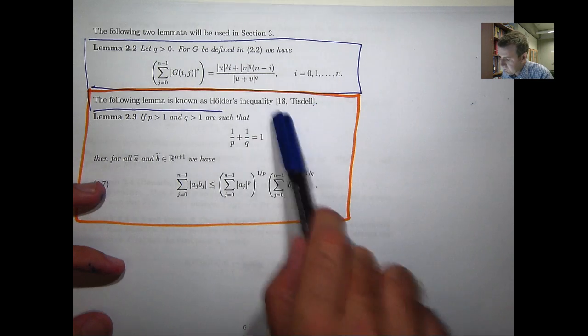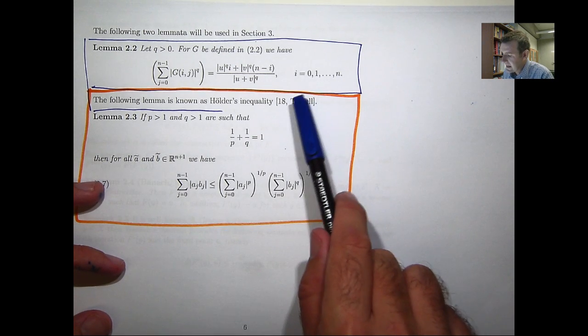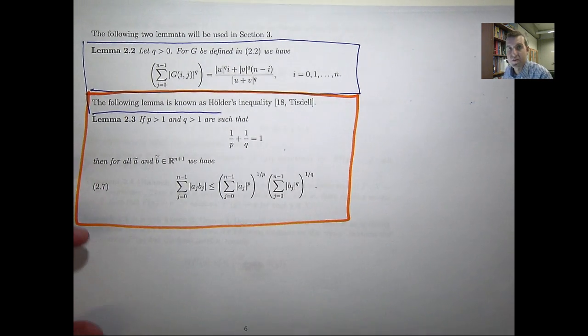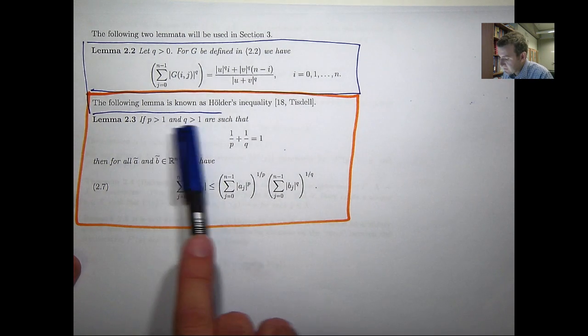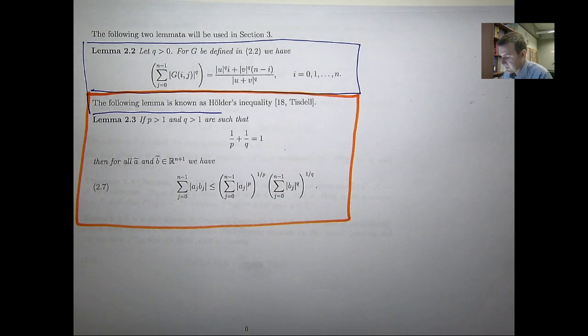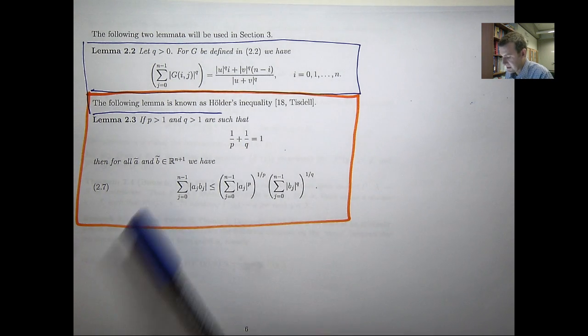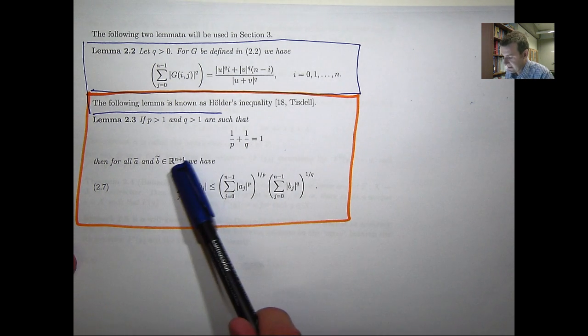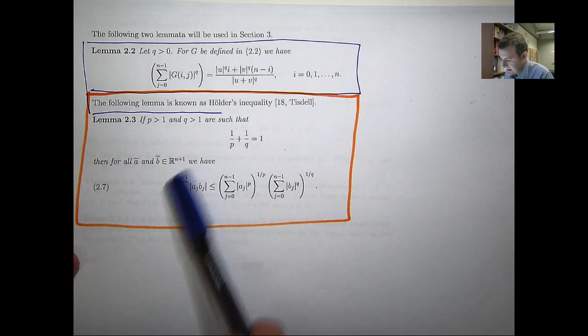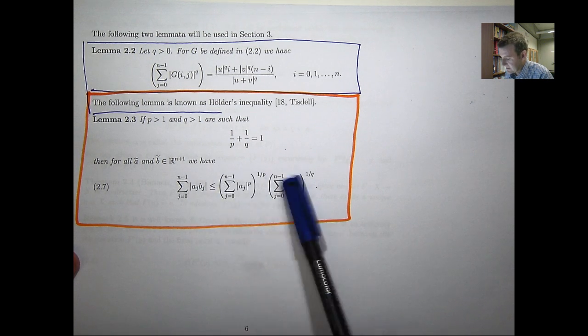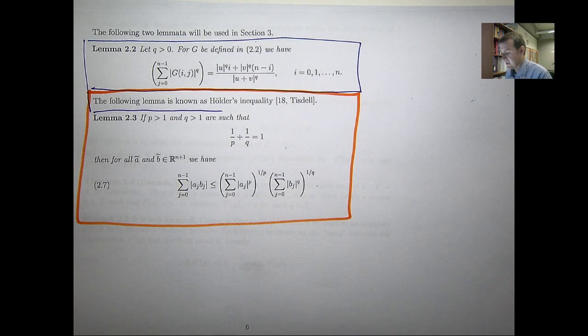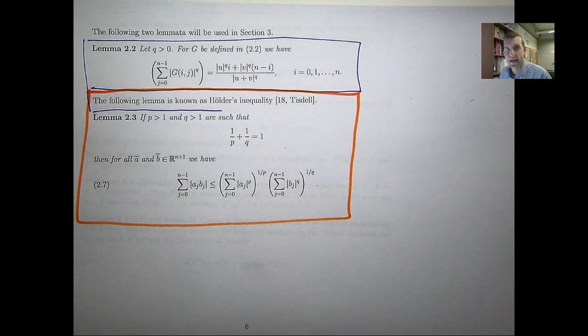Now, if you want to see a proof of this, you can have a look at my YouTube video on that, which is in the references at the end. So suppose p and q are both strictly greater than 1 and they satisfy this equation here. Then for all vectors in, say, R^(n+1), we have this inequality holding. And we'll use that a little bit later in the proof of our main result.